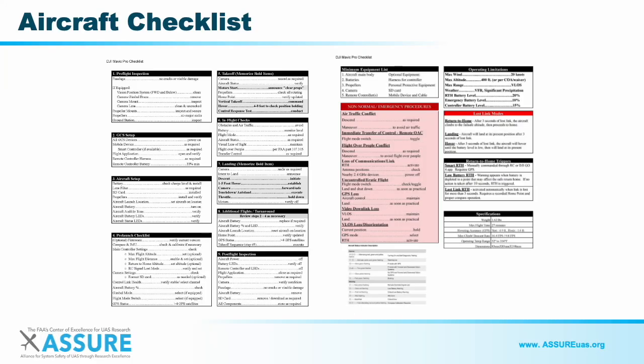This is an example of an aircraft checklist. You can see it includes pre-flight, has emergency checklist items, and is also tied to a specific aircraft. This one's for the DJI Mavic Pro. It also includes operating limitations and specifications for aircraft.